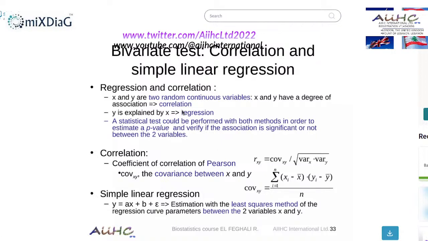I don't know. Regression and correlation: you can see it's whenever you have two variables and we'd like to see if they are correlated.